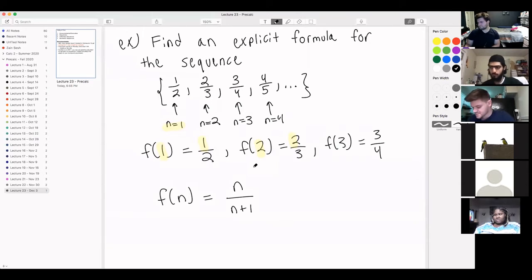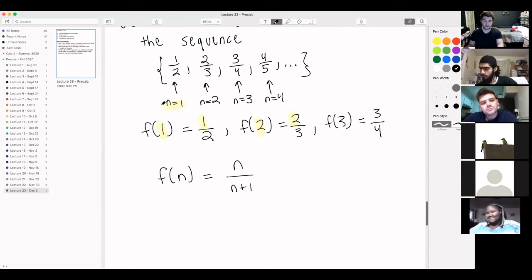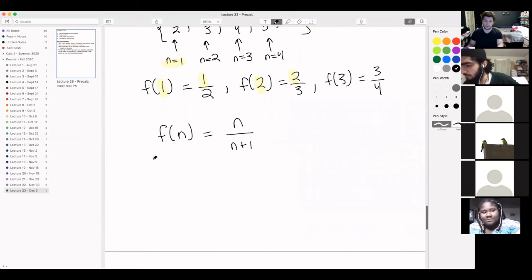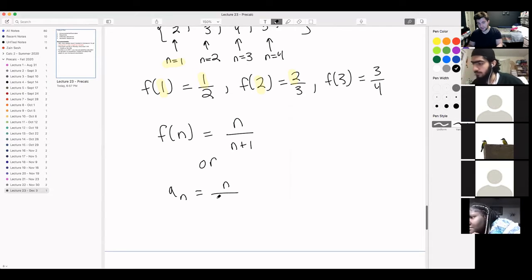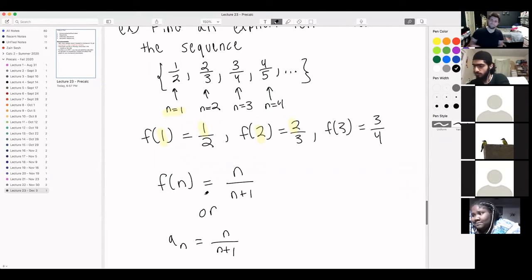I hope you can see that now. If I plug in 1, 2, 3, 4, I'll get back the sequence I listed in the beginning. So this is how you could put your answer like this, or you could just write a sub n equals n over n plus 1. That works too. So these are both acceptable final answers. If you want me to explain it more, just let me know.